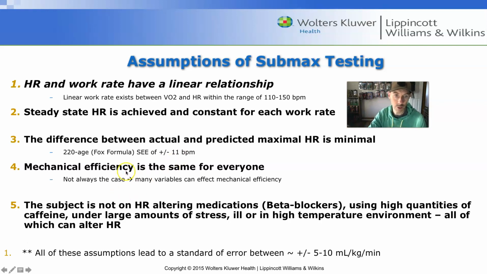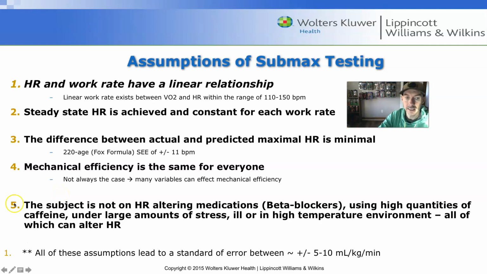Number 4, we assume mechanical efficiency is the same for all people. That is not the case, right? If you have an experienced runner and a novice runner, the experienced runner is going to be more efficient, so they're going to have a lower heart rate at a given speed, okay? So again, that is a big one that contributes to some of this error, okay?